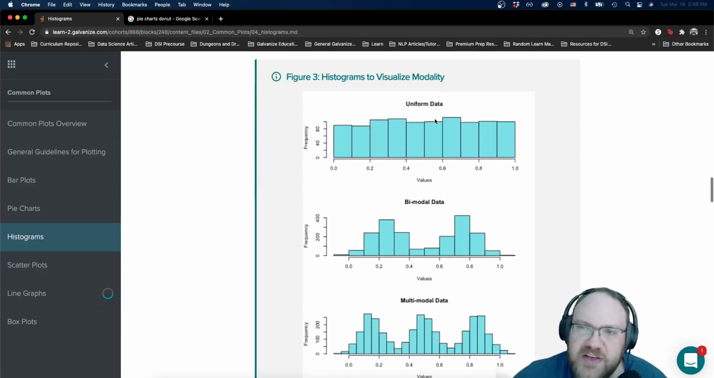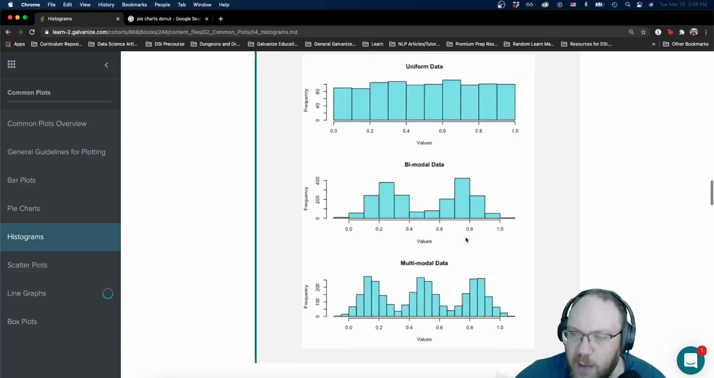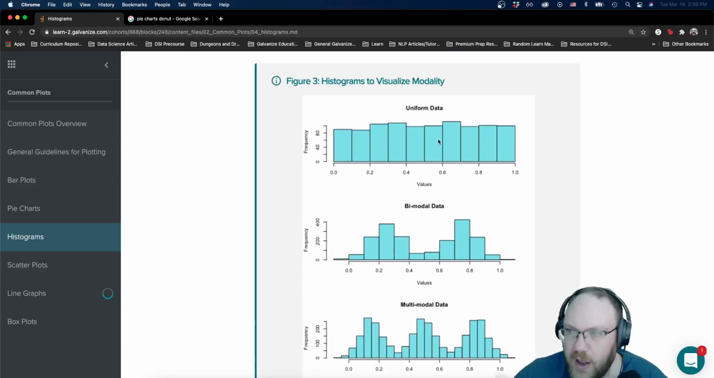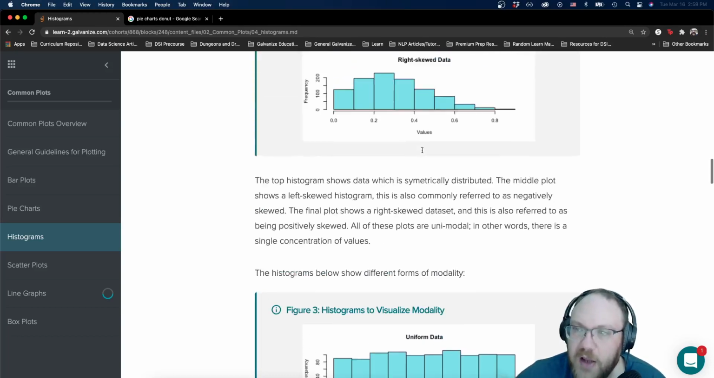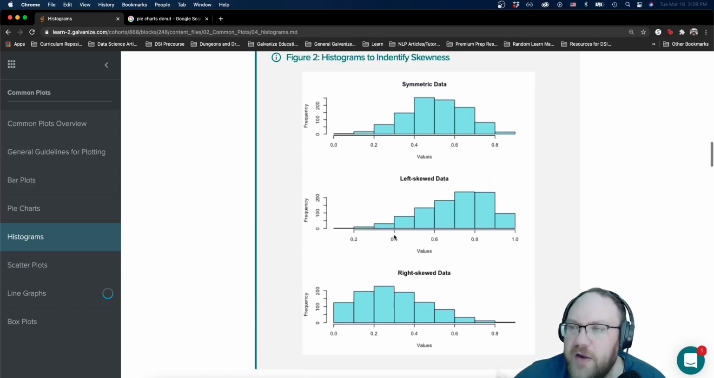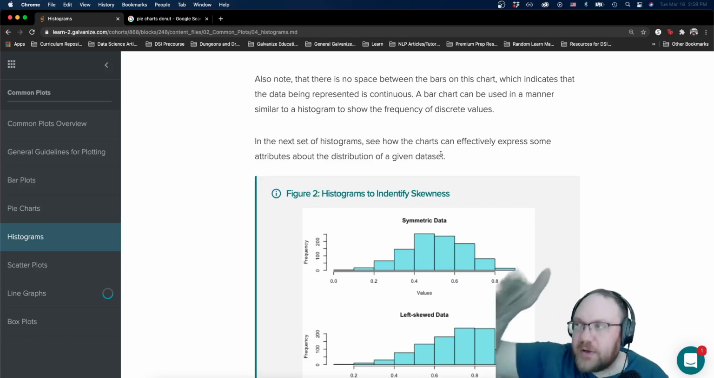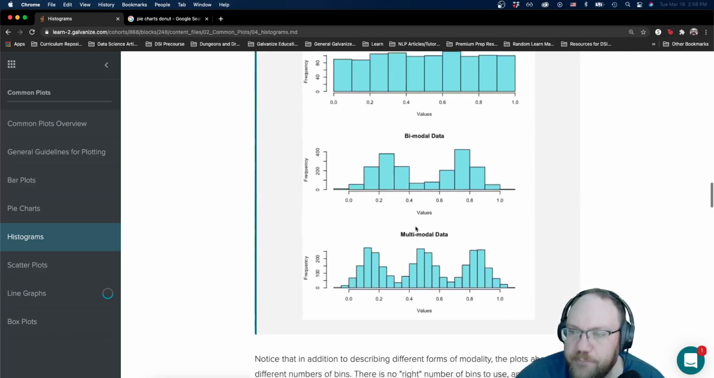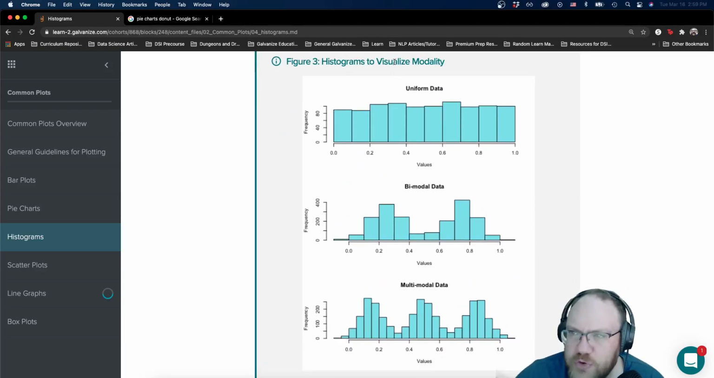We can also use histograms to visualize modality. When we talked about mode, we talked about some data which might have more than one mode. That would be bimodal data, or multiple modes, multimodal data. In this plot there's just a single mode. There's only one bucket with a high frequency, only one peak to the distribution, right? And the same is true on this very first histogram we looked at. We can identify how many modes there are.